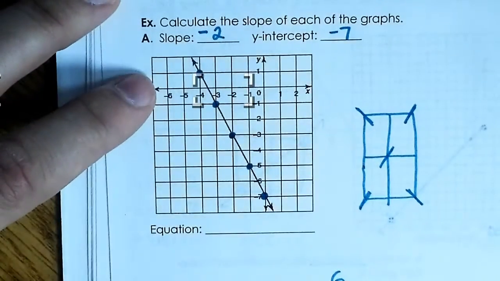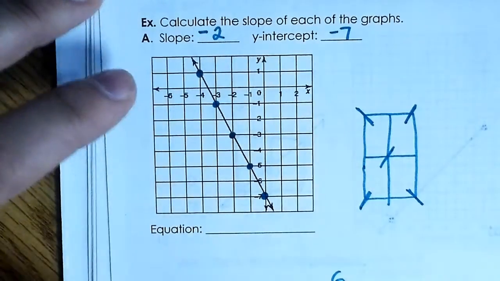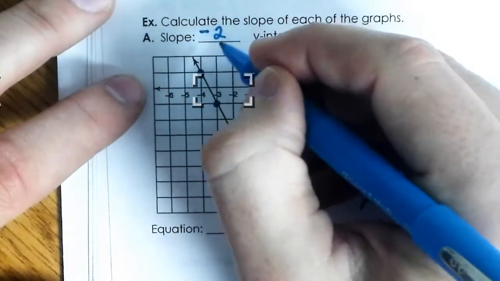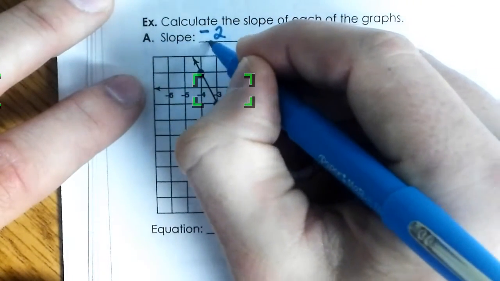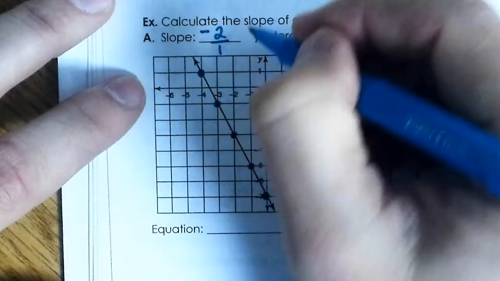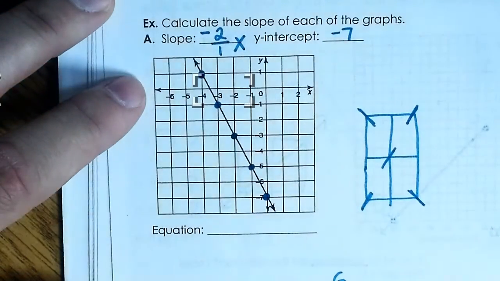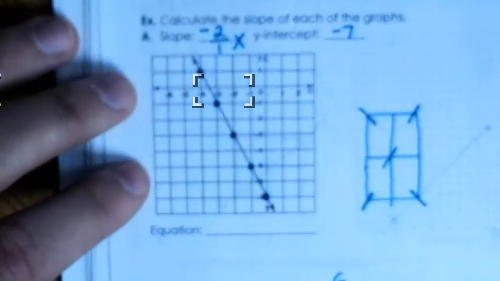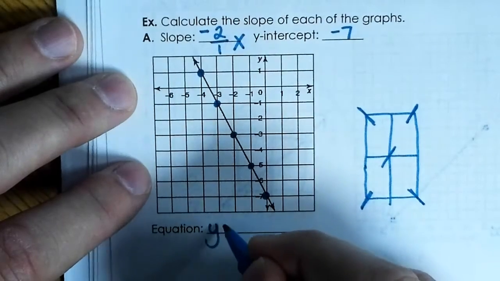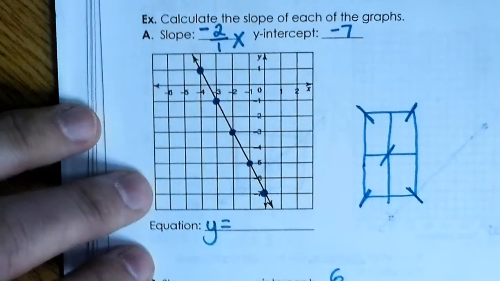And then which way are we moving, left and right? How many are we moving? 1. So really that'd be -2 over 1. Okay? And then our slope is always going to have our variable with it. It's always going to have our x with it. So when we write this equation, we put y equals, or f of x equals, we put our slope down.